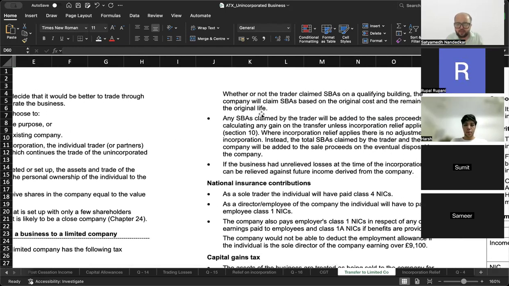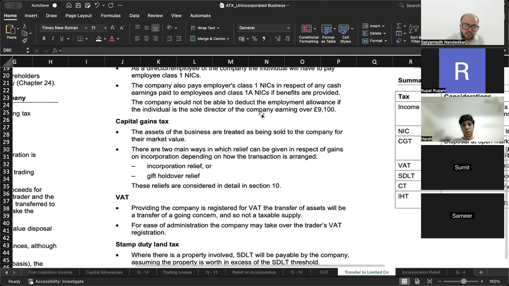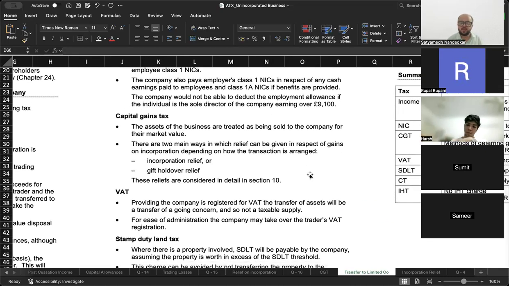Any SBS claimed by the trader will be added to sale proceeds, and you know how the gain is calculated and everything. National insurance contributions. As a sole trader, the individual will have paid class 4 NICs. As a director employee in the new company, उसका class 1 NIC and class 1A NIC will be deducted. The assets of the business are treated as being sold to the company for their market value. There are two main ways in which relief can be given. It is incorporation relief or gift holdover relief. Incorporation relief we'll see in a minute.